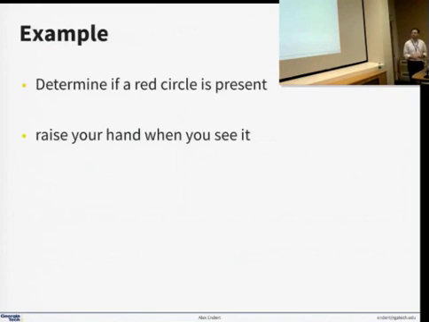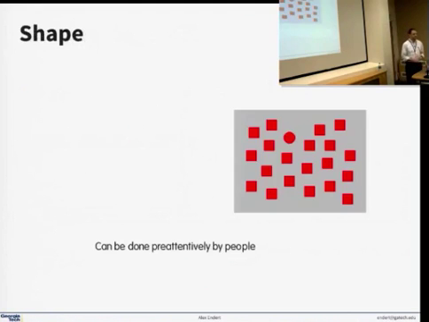Let's do it again. All right? Determine if a red circle is present. Raise your hand when you get it. Aha, right? So it's not only hue that works for this. We can do things like shape, right, that actually pick up on that as well, even though all the points are red.